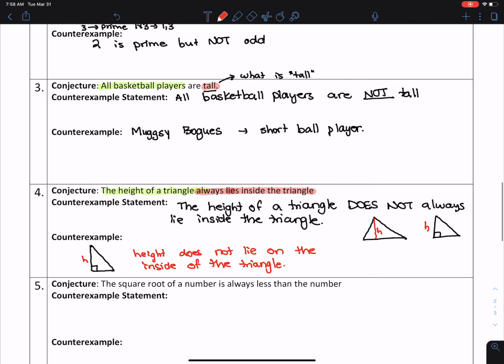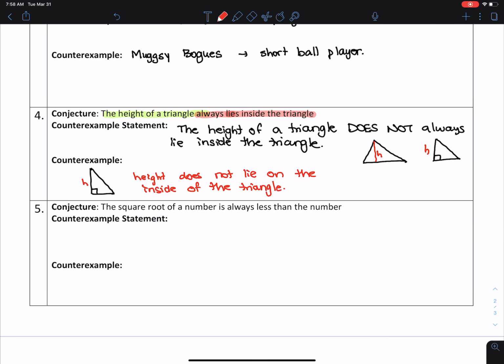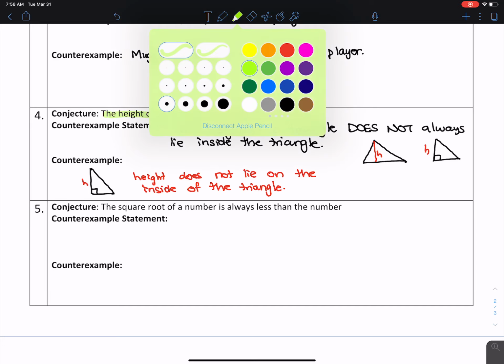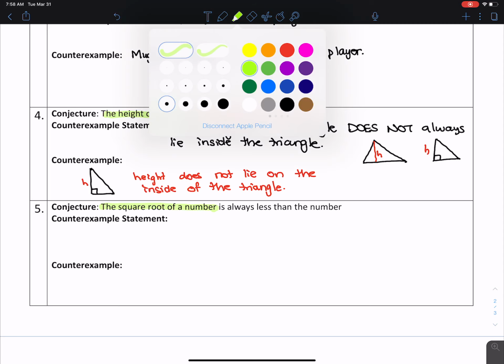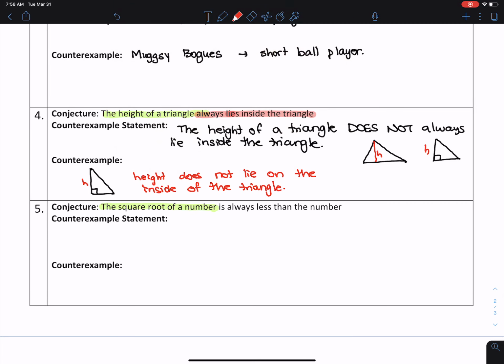Okay, let's look at our next example. We're going to highlight what is our condition of the statement. The square root of a number, and I should use the highlight instead of the pen. The square root of a number, that's my condition. So we're talking about taking a square root of a number, and then my conclusion is always less than the number. So what I want to try to show is that the square root of the number, the initial part of my sentence, still needs to be true. The condition still needs to be true.